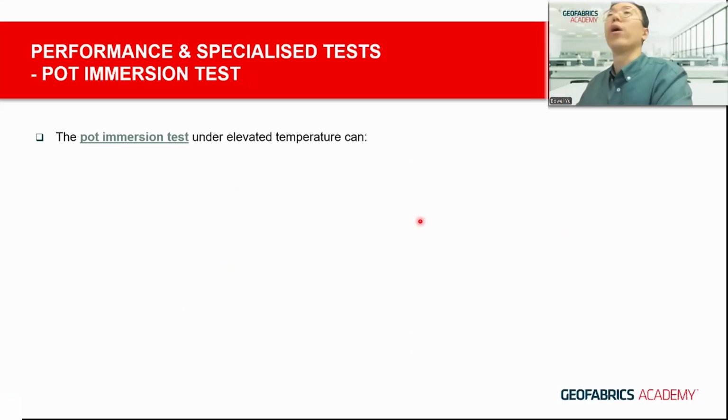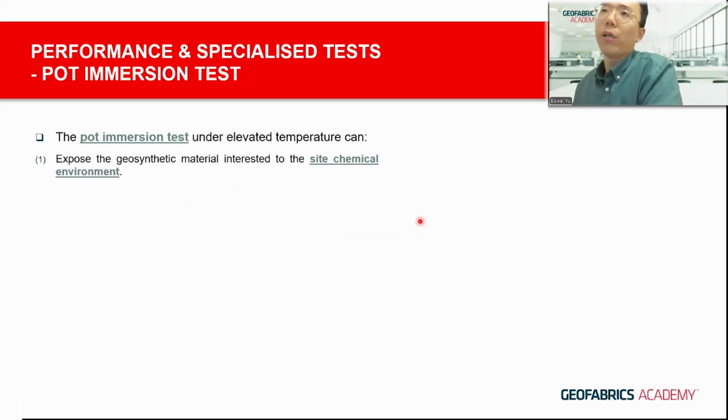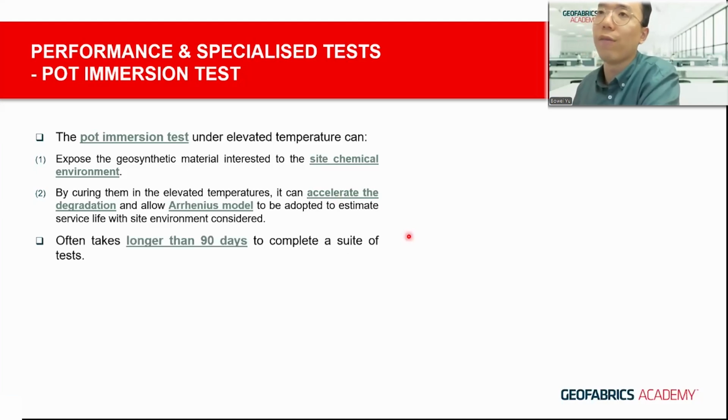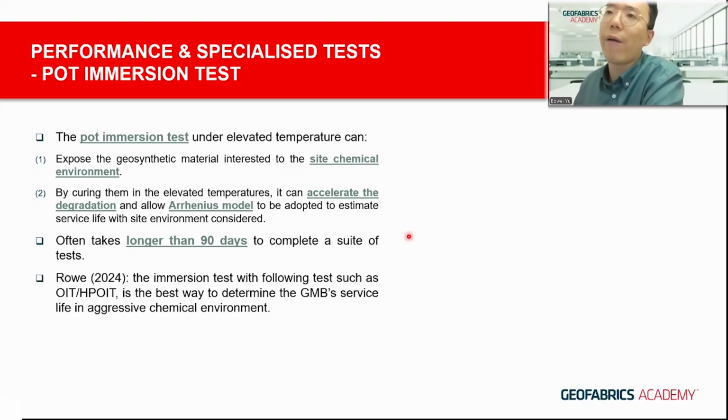Another durability test we often do is a pot immersion test under elevated temperatures. By doing so, we can first expose the geosynthetic material of interest to the site-specific chemical environment. And by increasing the temperature, we can accelerate the degradation so we can analyze their long-term durability or longevity. These tests often take longer than 90 days to complete. But as Carol pointed out recently, these immersion tests are really the key to determining the service life of geosynthetic materials such as GMB in aggressive chemical environments.